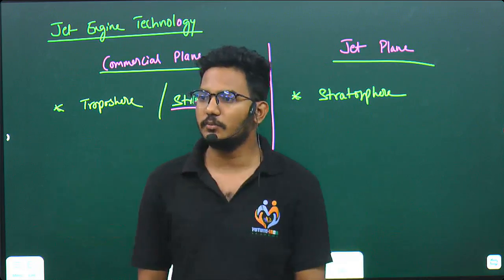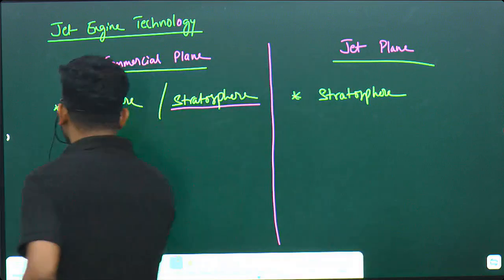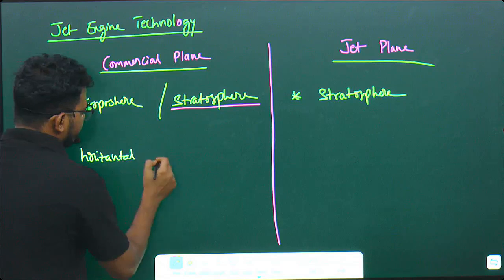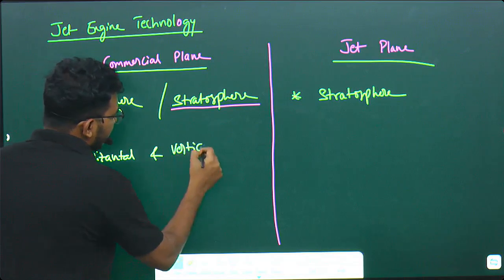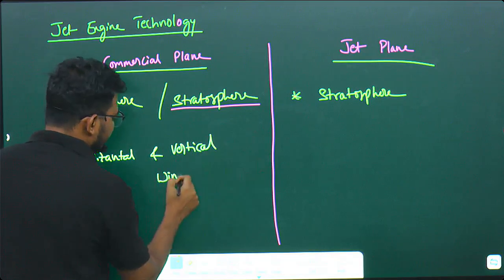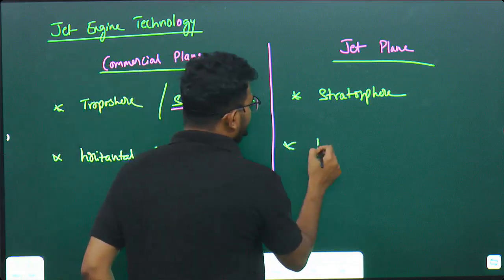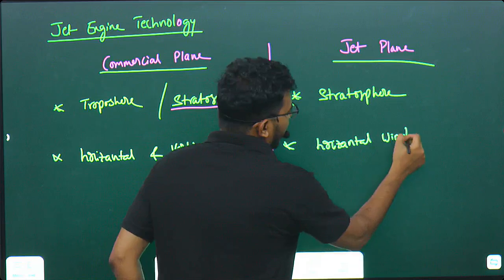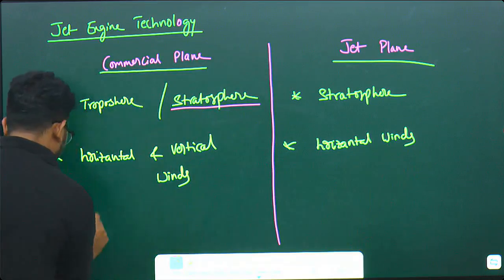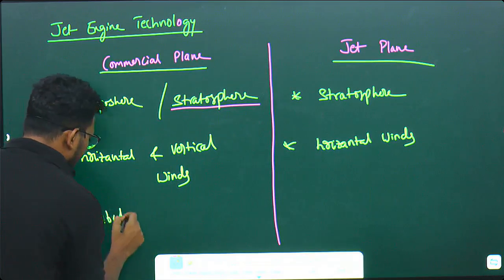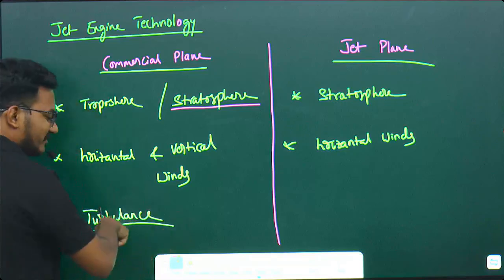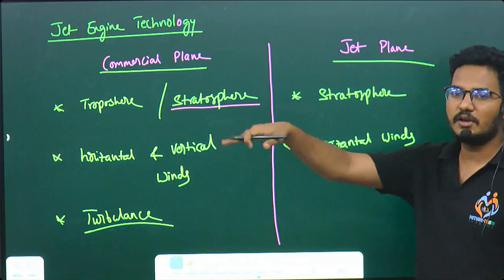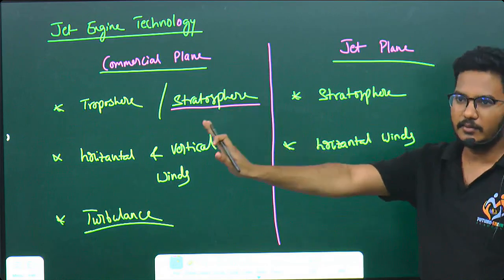Yes, the statement is true, because in commercial planes we have both horizontal and vertical winds. Here only horizontal winds. So here turbulence will be there. Turbulence is this only, but to explain this turbulence in physics they'll take more time. But turbulence means this disturbance which you are feeling in the plane is nothing but turbulence.